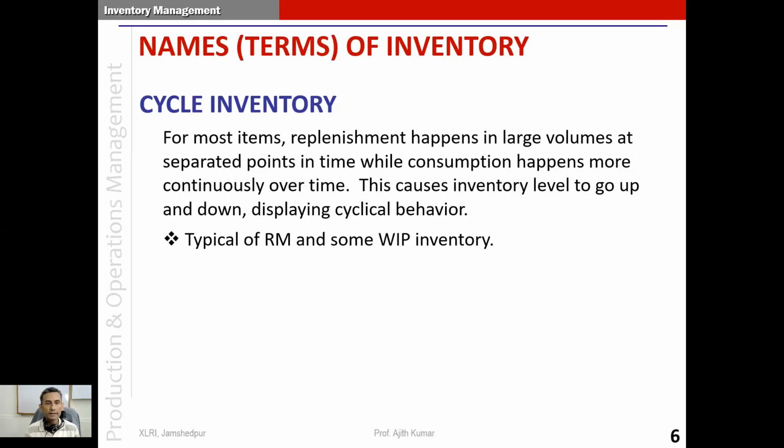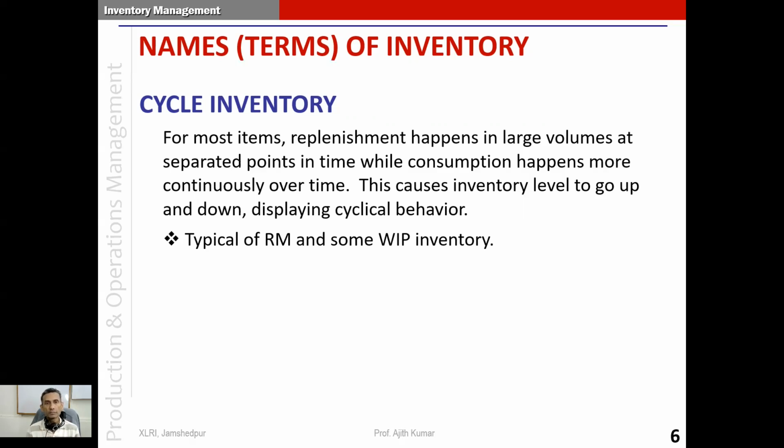The first term is cycle inventory. The term cycle inventory comes because for most items, replenishment happens in large volumes at separated points in time, while consumption happens more or less continuously over time. So this causes the level of the inventory to go up and down, displaying cyclical behavior. Cycle inventory is typical of raw material inventory and also of work in process inventory. Of course, it can also apply to finished goods inventory, depending on how we dispose of the finished goods.